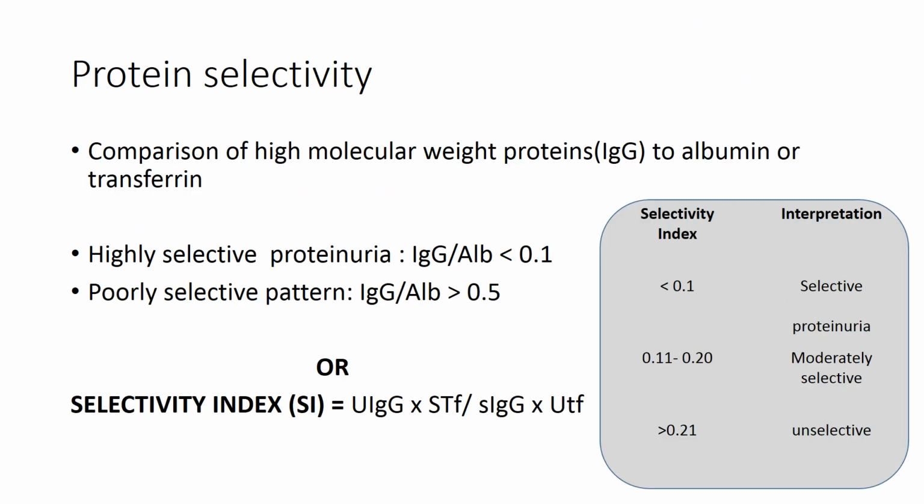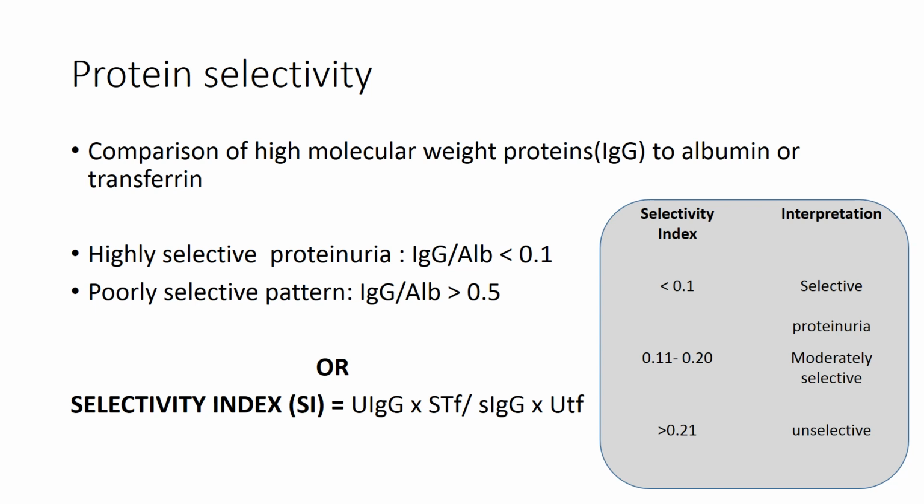Just a note here on the types of protein in the urine. We can calculate the ratio of immunoglobulins to low molecular weight proteins such as albumin or transferrin to comment on how selective the filtration barrier is. If we get a ratio that is less than 0.1 or 10%, that would be known as a highly selective proteinuria, meaning that the filtration barrier is still quite effective and is limiting the sizes of the molecules or proteins that are being filtered through.